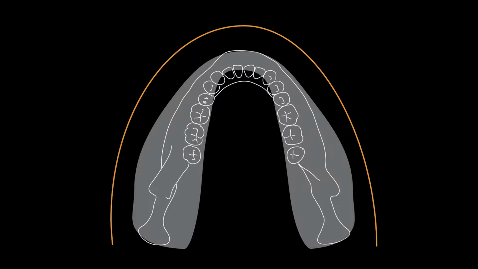If the patient is too far posterior, this is the sensor shown by the yellow line. When the teeth are too far away from the sensor, the images of these teeth will be wider or larger. They will be magnified.